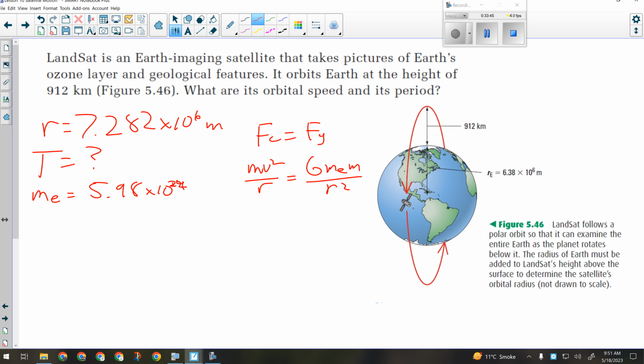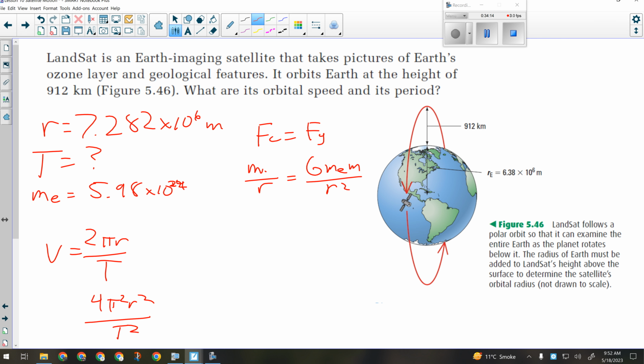I don't have V, and I'm being asked to calculate the period. So V equals 2 pi r over T. I want to substitute that in for V. What do I have to do to the whole formula? Square it. So that's going to mean 4 pi squared r squared over T squared. And then I'm going to erase the V.